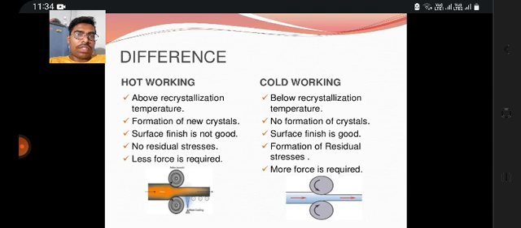The difference is: hot working is above the recrystallization temperature, below the recrystallization temperature is cold working. Formation of new crystals in hot working, no formation of new crystals in cold working. Surface finish is not good in hot working. Surface finish is very good in cold working. No residual stresses in hot working. In cold working, formation of residual stresses takes place. Less force is required in hot working as the metal is heated, it can be deformed easily. In cold working, more force is required.